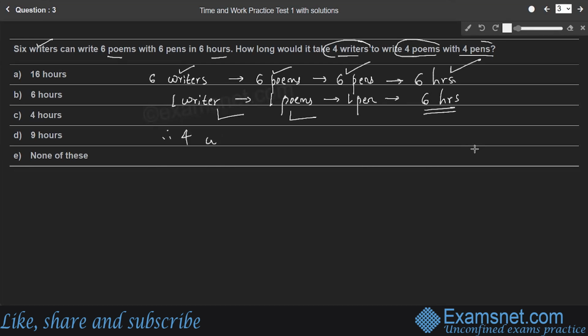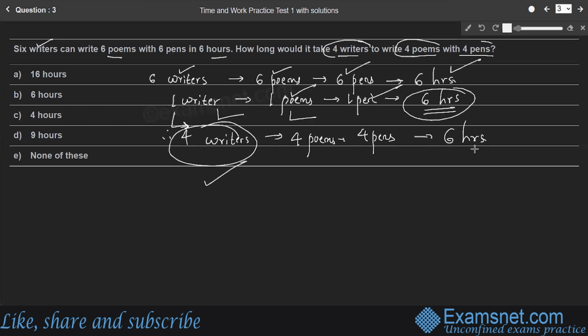Therefore, 4 writers, so obviously they have to take 4 pens so that they can write 4 poems in the same duration, 6 hours, right? Therefore, each writer uses 1 pen. In 6 hours, he can write only 1 poem. Therefore, if there are 4 writers, they use 4 pens so that they can write 4 poems, and the time duration is the same, 6 hours. So option B is the right answer.